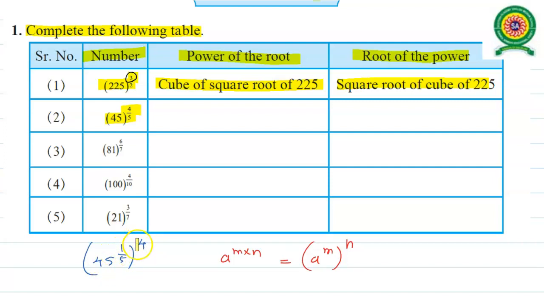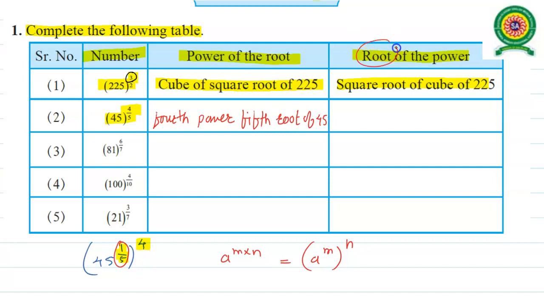Look at the power first. We have 4. Whenever we have an integer as a power, we read it as the fourth power only, and when we have a rational number as a power, we read it as a root. Keep that in mind. So we have the fourth power of the fifth root, because 1 by 5 as a power becomes the fifth root of 45.